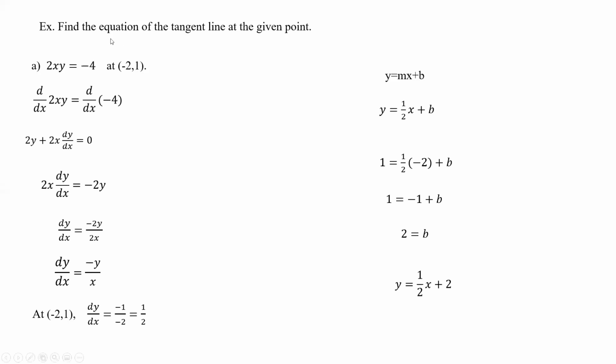Quick recap on that one. Equation of a line, y equals mx plus b. M, slope, find derivative. Isolate dy dx, simplify, plug in the point, and that goes in for your slope. B is the only thing we don't know, but we do know x and we do know y. Get x and y from the point, simplify and find out what b is, and then plug that in, and there's our equation.